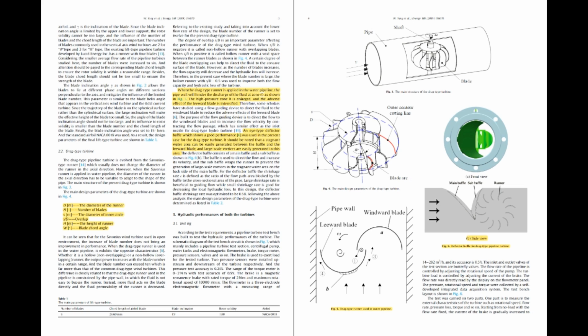It should be noted that the space between the levered blade and the baffle is a prime location for the creation of large-scale vortices and a stagnant water area. According to figure 6, the deflector baffle is made up of a main baffle and a sub-baffle. The sub-baffle wraps the runner to prevent formation of large-scale vortices in the stagnant water area on the rear side of the main baffle. The baffle is used to control the flow and boost its velocity.